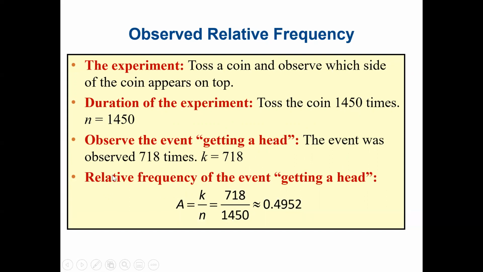And that's what we call the relative frequency. So the relative frequency of the event getting a head will be k over n. So the number of times we have the head, 718, and how many times we toss the coin is 1450. So the answer here is 0.4952. Or we can say a 50% chance of having a head when you toss the coin.